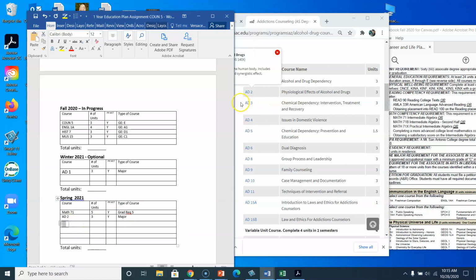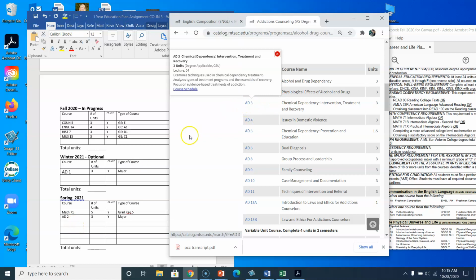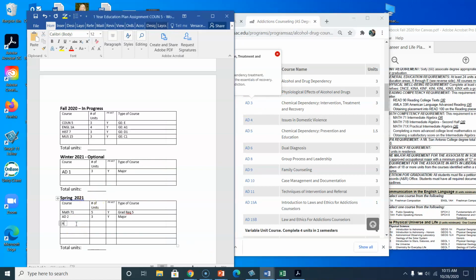We can do AD3. Let's see if there's a prereq there. Nope. AD3, that's 3 units. We know we meet the prereq. Now this one is on the general ed pattern, but because I already wrote GE area E, we don't need to write GE again because that requirement's already met. So I'm just going to write major. So now I can see there's 11 units.